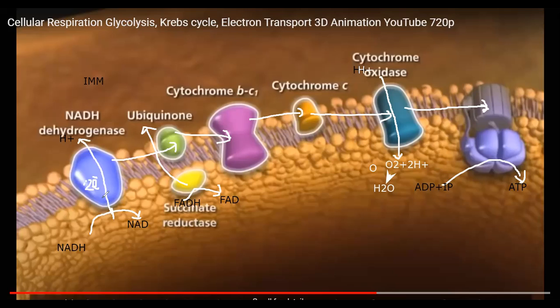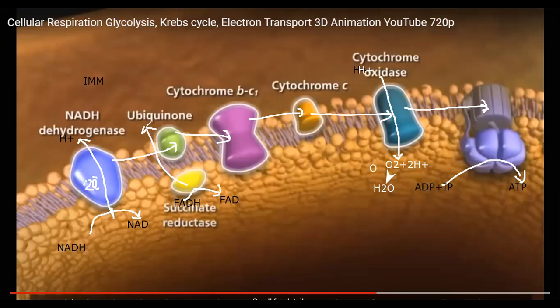What are the names of the five enzyme complexes? The first one is NADH dehydrogenase. Another is FADH reductase or succinate reductase. Third is cytochrome BC complex. Fourth is cytochrome oxidase. And the fifth enzyme is ATP synthetase. Got it? Next point is that between these, two mobile electron carriers are present.